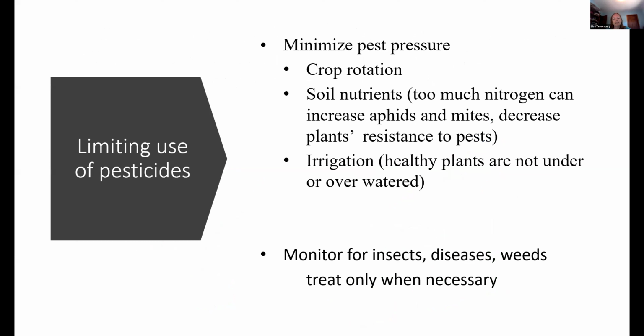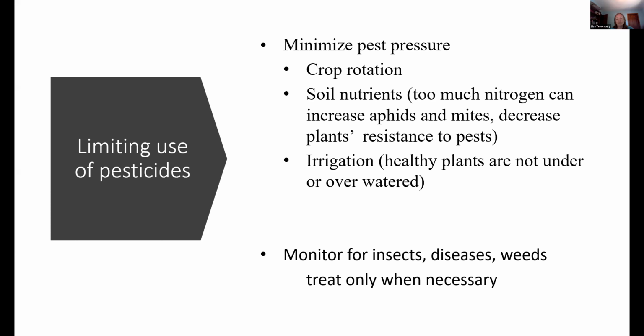So one of the important parts of our integrated pest management idea is to limit the use of pesticides. So you can use many of these different methods we talked about, crop rotation, other cultural methods, making sure your soil nutrients are in good shape. I heard Dr. Brown mention that too much nitrogen can increase pest pressure with like aphids and mites.